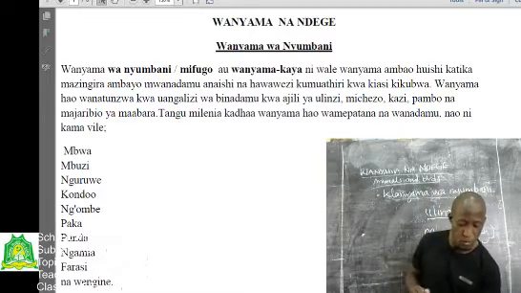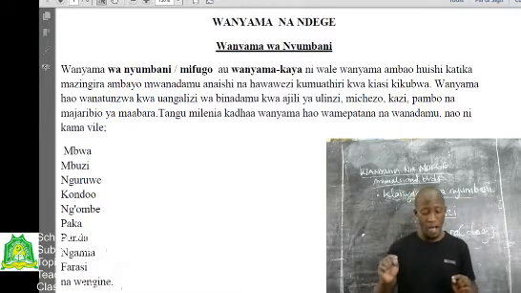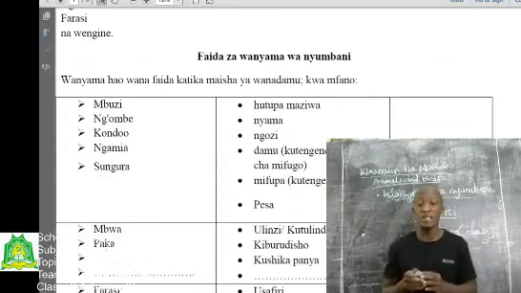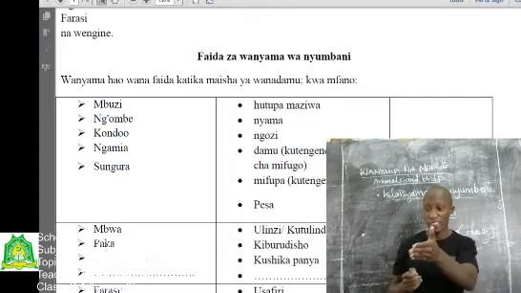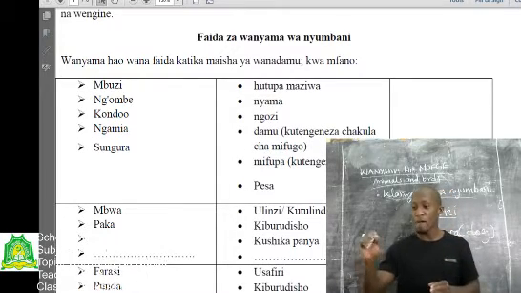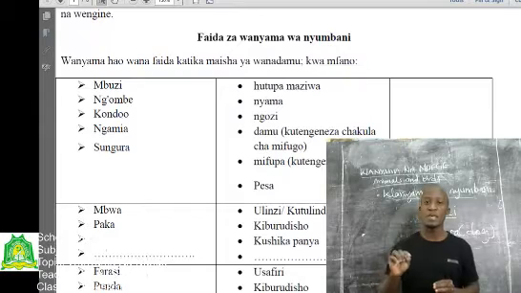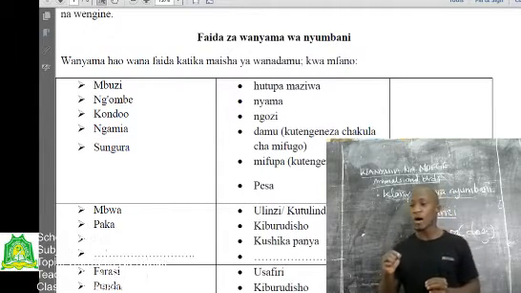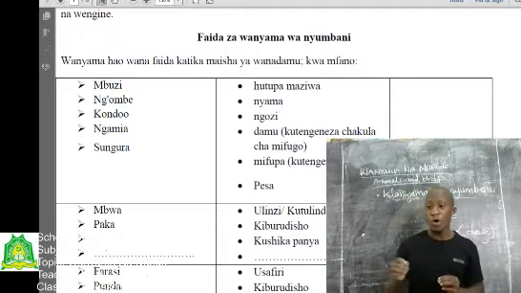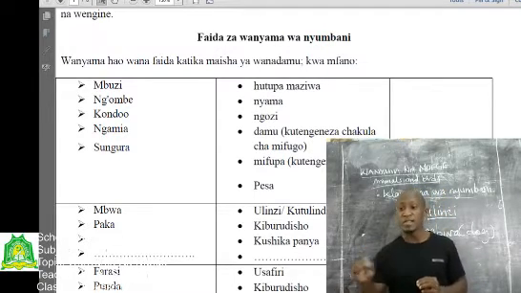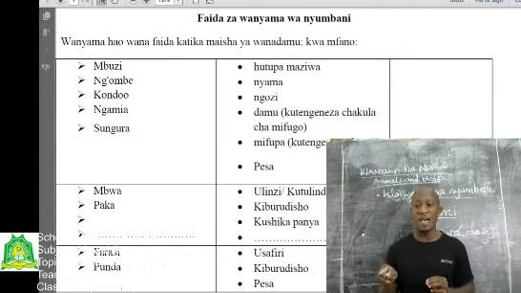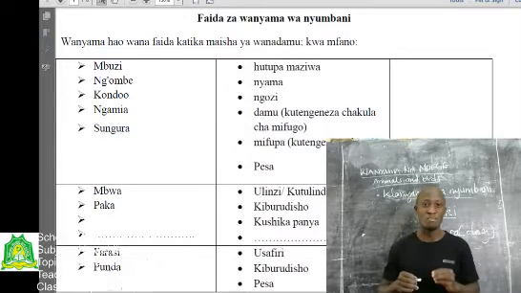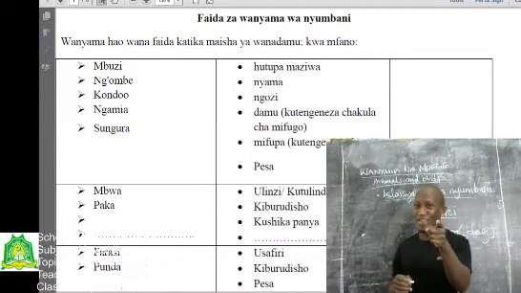For example, mbuzi. Mbuzi hutupa maziwa. The goats give us milk. Mbuzi, very good. You can see them there. Hutupa maziwa means they give us milk. Ng'ombe also gives us milk. Kondoo also gives us milk. Ngamia also gives us milk. Now, this is surprising. Did you know that sungura also give us milk? I don't know. You find out.